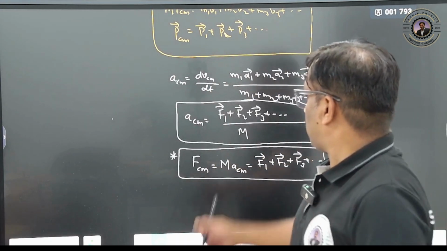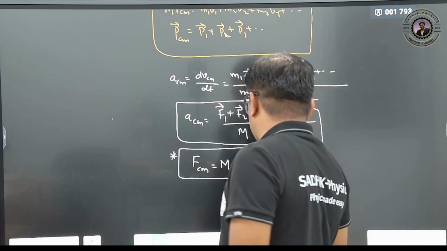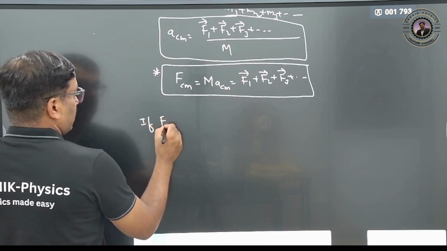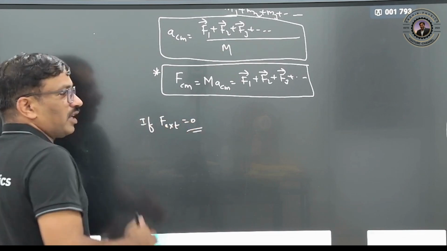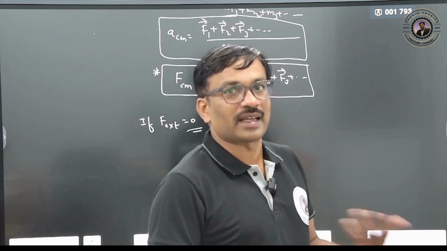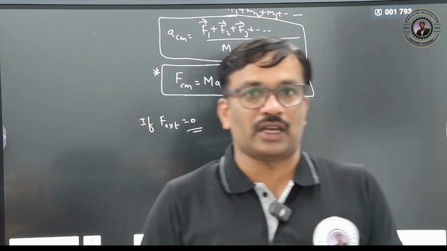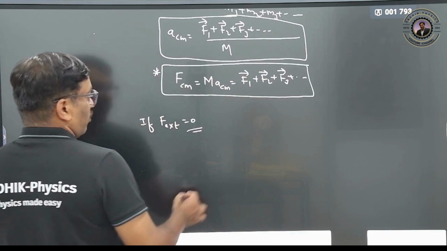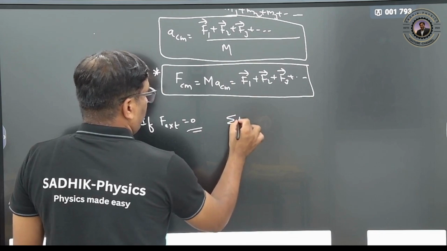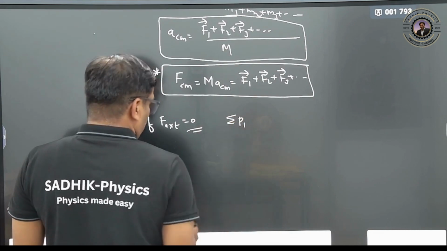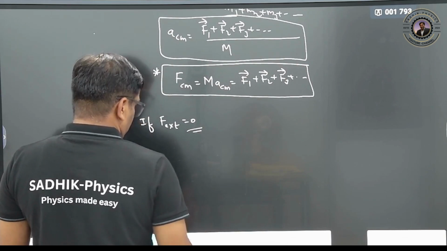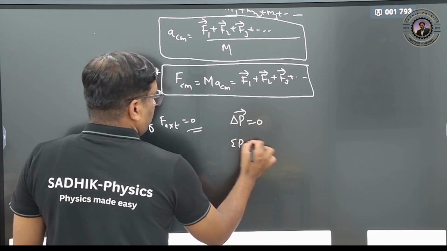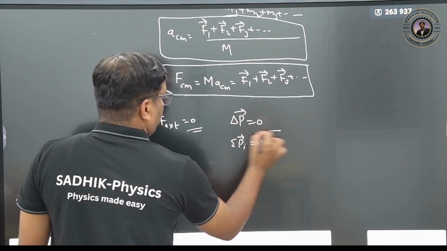Let us see the force acting here, and again the conservation of linear momentum. If the external force acting on the system is 0, that means there is no external force, and internal forces will not make any object move. If no external force acts on the system, the total change in momentum is equal to 0. That means the total initial momentum will always be equal to the total final momentum. Clear?